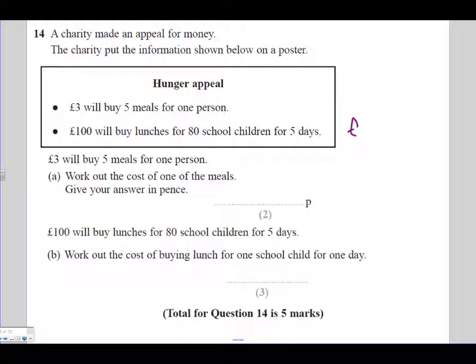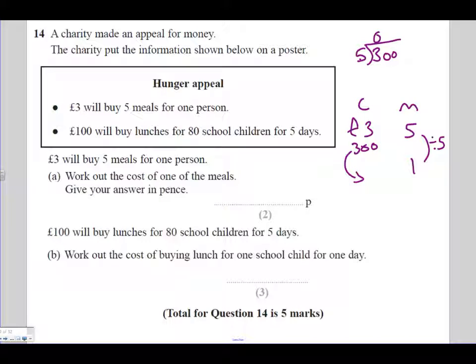So we've got £3 is for 5 meals. So that's the cost against the number of meals. And we're trying to work out how much 1 meal costs. So to go from 5 to 1, and this is a ratio question, you divide by 5. So £3 is the same as 300 pence. So when we divide 300 by 5, it will tell us how much 1 meal costs. So 300 divided by the 5.